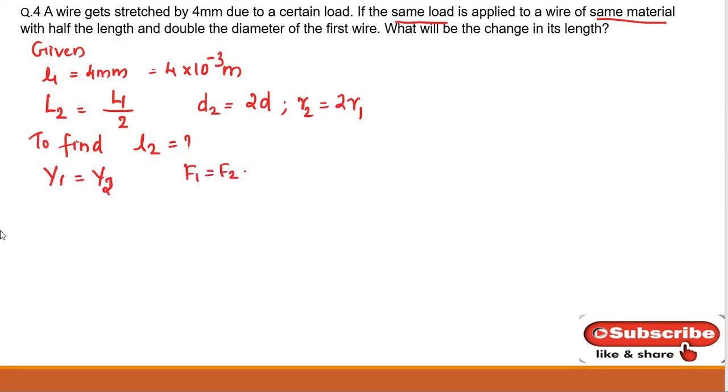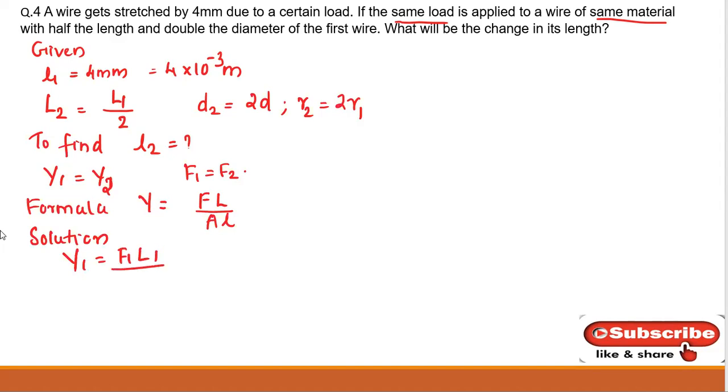Okay, now we know that the formula for Young's modulus is Y is equal to F into original length upon A into change in length, where A is the area. Here it is a wire, so the area of the wire is pi r square. The solution is, for Y1 we can write F1 L1 upon area, which is pi r square. So pi r1 square L1.